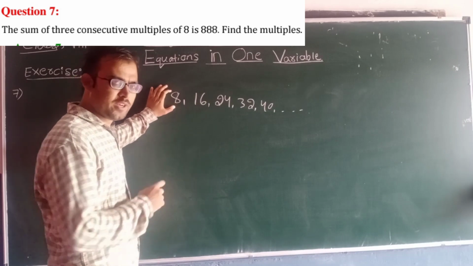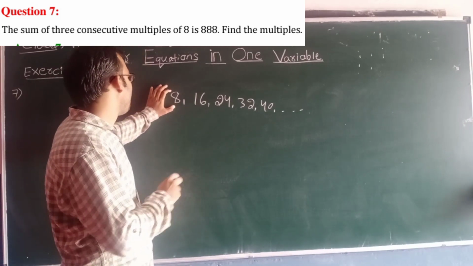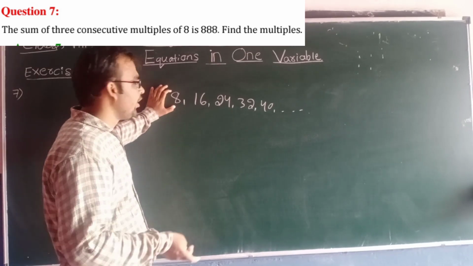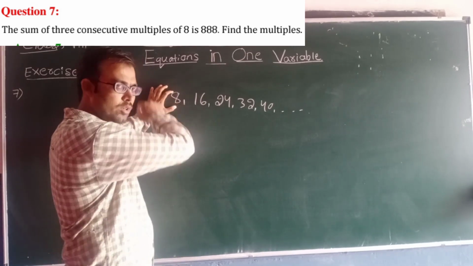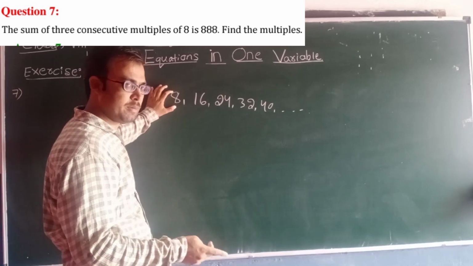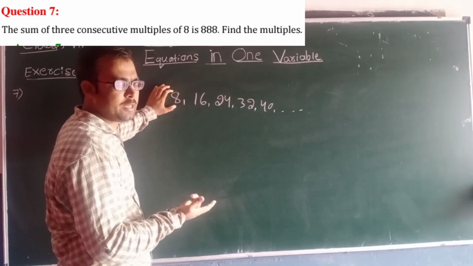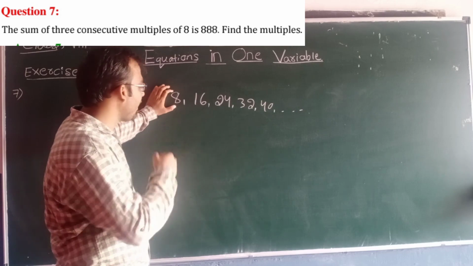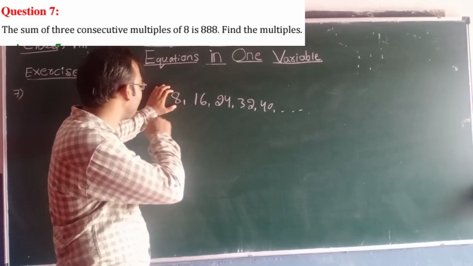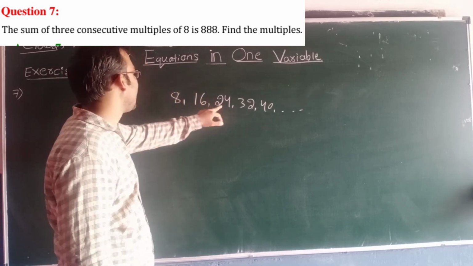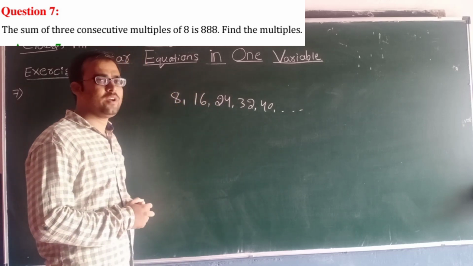So look at it, students. First you consider 8. If you want to get the next multiple, then what you need to add to 8? 8 only. If you add 8 to 8, then you will get the next multiple, that is 16. And if you want to get the second multiple, then you need to add 16. If you add 16 to 8, then you will get the second multiple as 24.